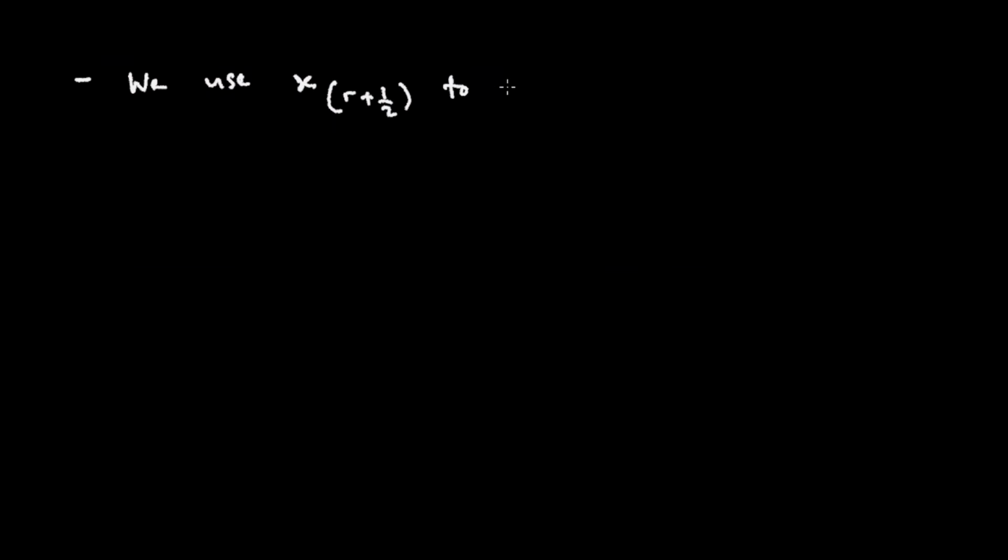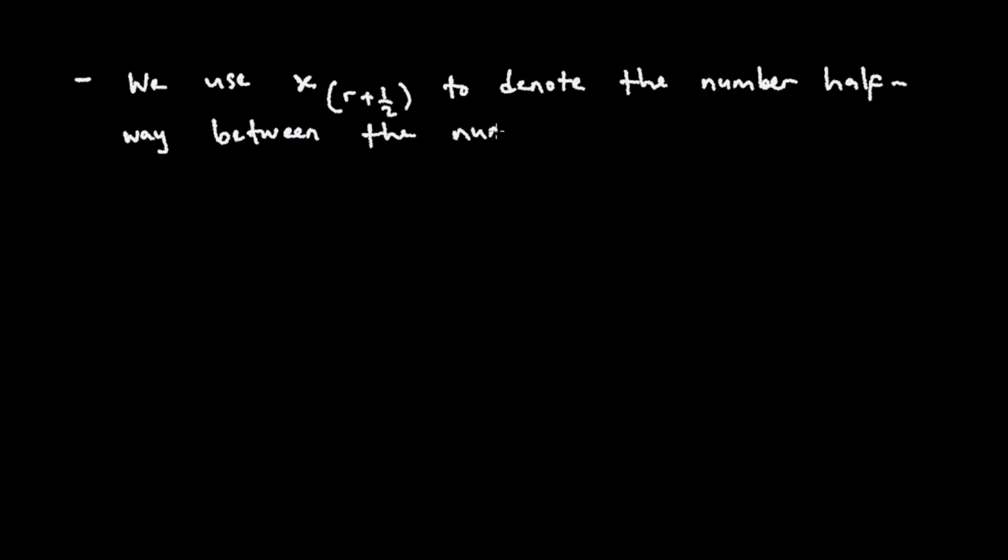This is to denote the number halfway between the numbers with rank r and rank r plus 1. Saka zviringotaurwa panapa ngatiti we have a data set like this.